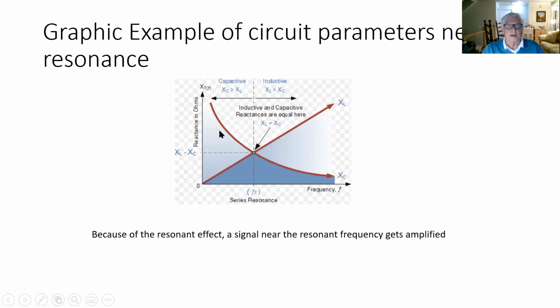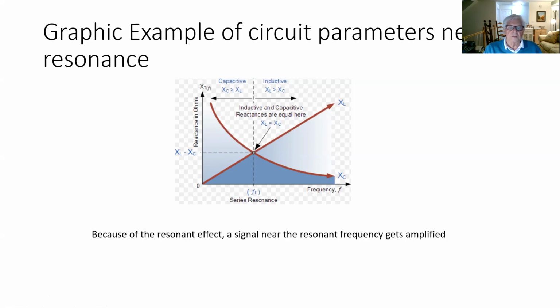If we look at what XL and XC look like frequency-wise, we know that XL varies linearly, as we see here, from low frequency to high frequency, whereas the capacitive reactance varies asymptotically from high to low, from low frequencies to high frequencies. And it's at this point here where they're equal, that's where you get resonance.